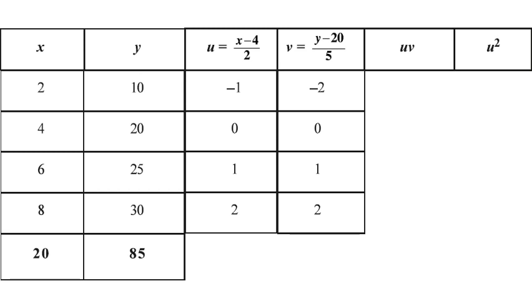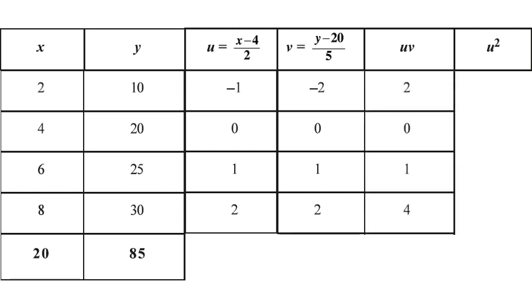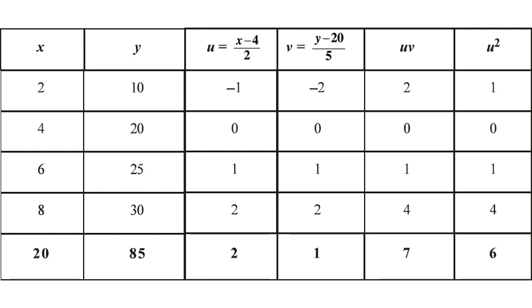Once you get this, multiply them: negative 1 times negative 2 is 2, 0, 0, 0, 1, 1, 1, 2, 2, 4, and then make the square. Now once you are done with this, make the horizontal totals, and that way your table is complete.